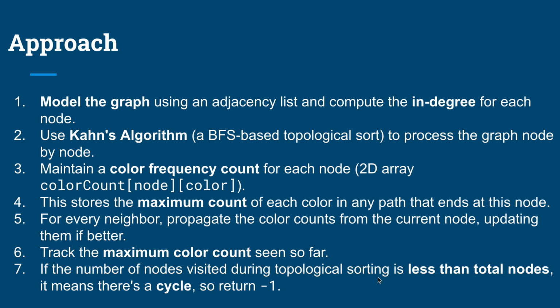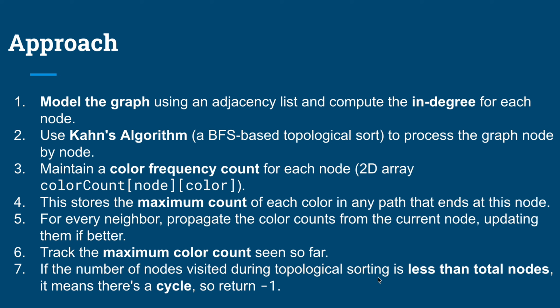Now let's understand the approach we are going to use, and how we are going to solve this problem efficiently. The plan is to build the graph and compute the in-degree for each node. We'll start with the nodes that have in-degree 0, because we are going to use topological sort, and then use BFS, like Kahn's algorithm, to process each node. For every node we update its color count and track the maximum color frequency we have seen. If we finish visiting all the nodes, we'll return the max. If some nodes are unvisited, there is a cycle, and we'll return -1.